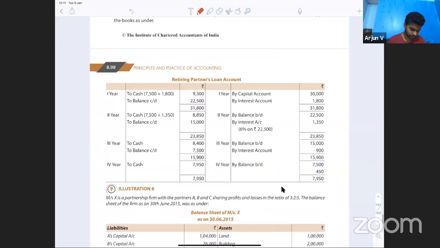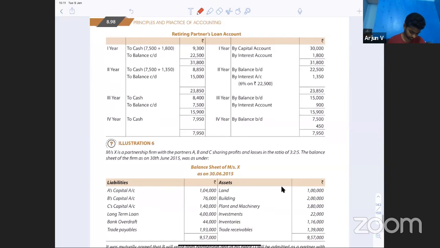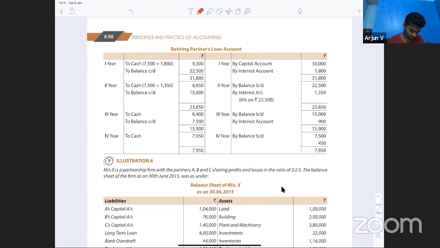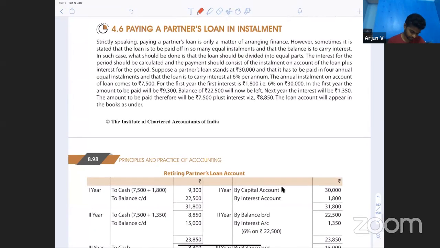See here, retiring partner's loan. Let's see this question. This has hardly been asked in your exam, but we'll still look into it. A partner's loan stands at 30,000. It has to be paid in 4 equal installments, and the loan is to carry 6% interest. So this partner has 30,000, and you have to pay him in 4 installments. That means every time you would be paying 7,500.